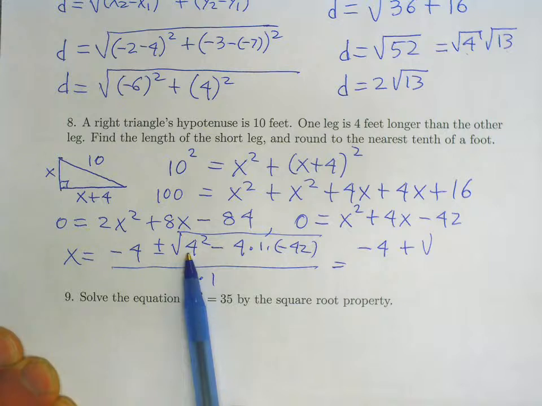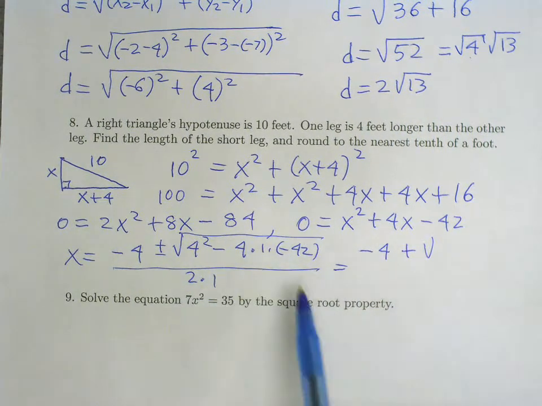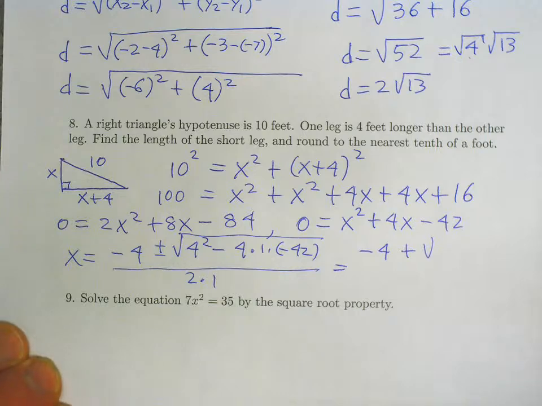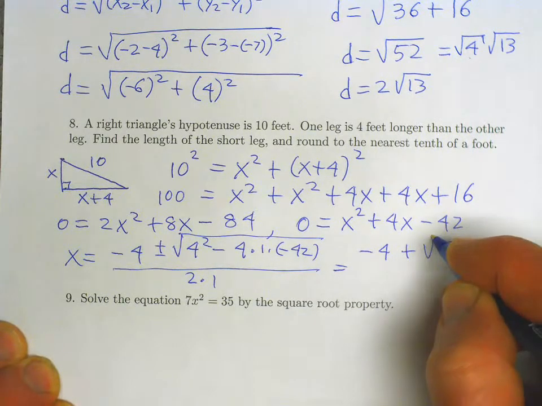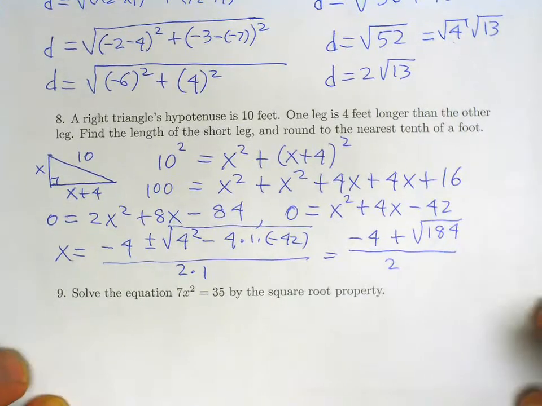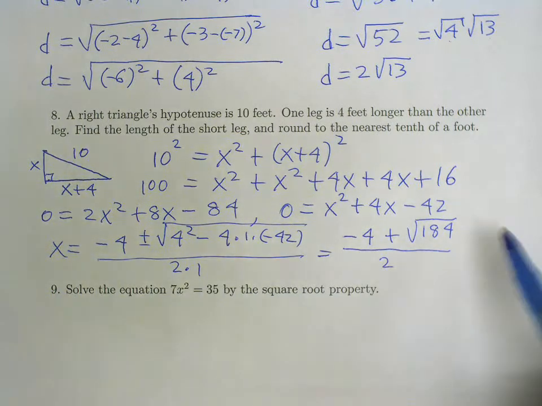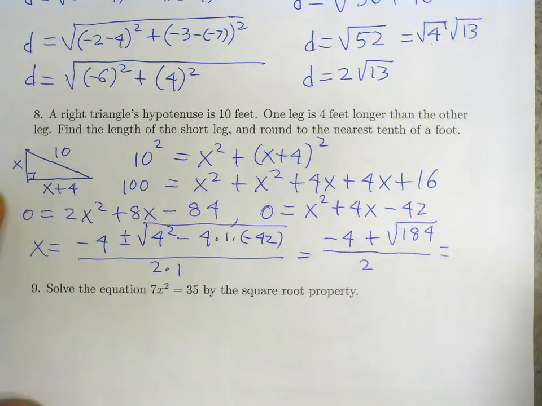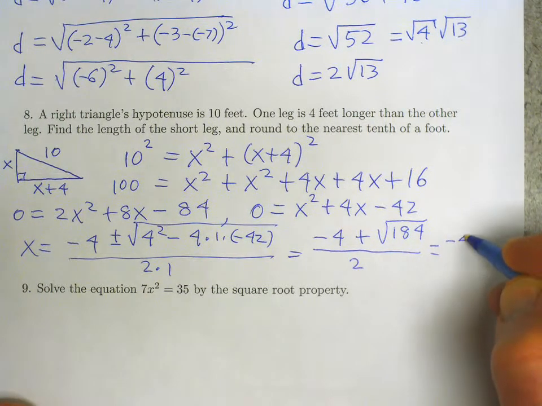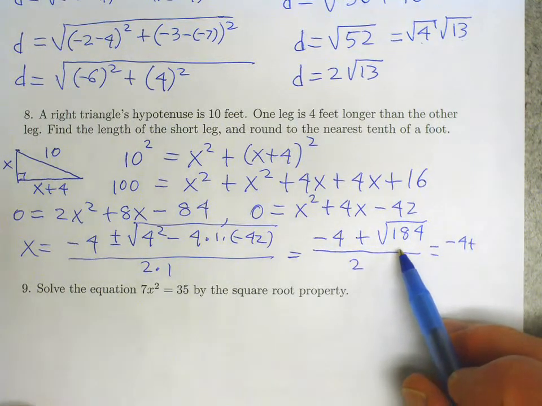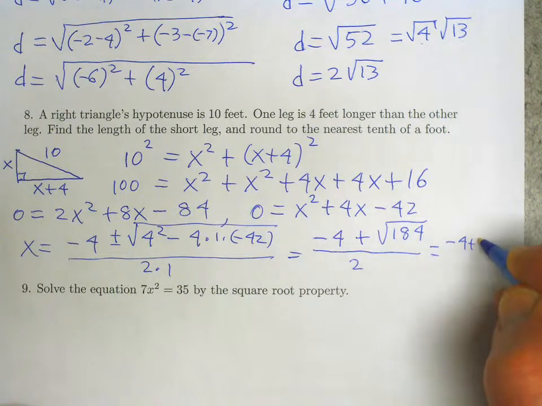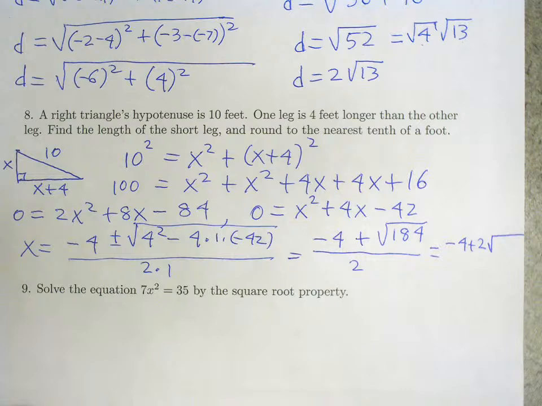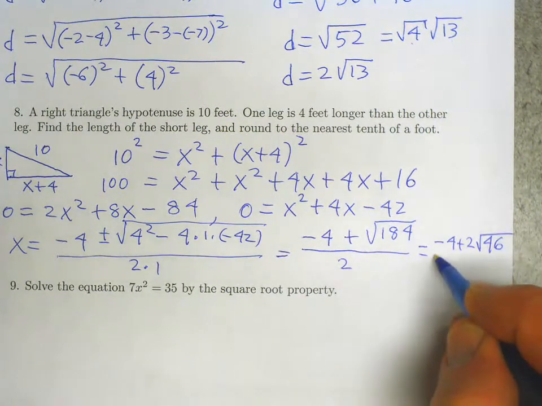Okay, so 4 squared is 16. And like I said, we're subtracting a negative 168. So that's 16 plus 168, which is positive 184. And this is all divided by 2. Okay, well, 4 is a factor of 184. That is a perfect square. So I'm going to write this as negative 4 plus, and then if you'll allow me, the square root of 4 is 2. So I'll just write negative 4 plus 2 times the square root of 46. And this is all divided by 2.